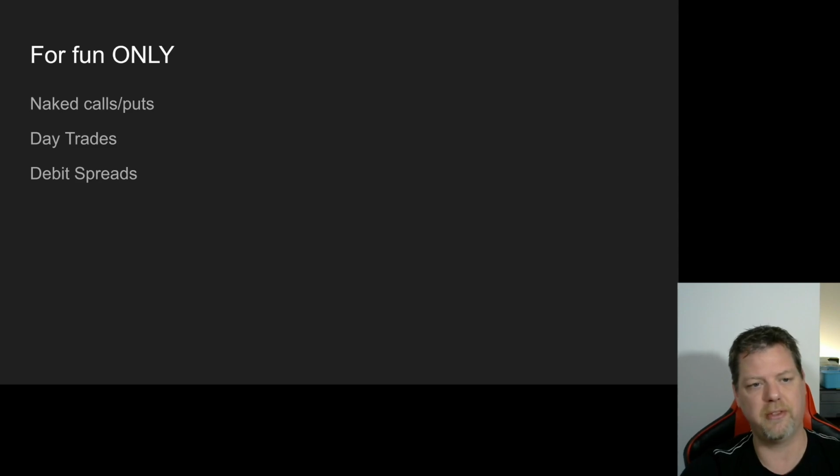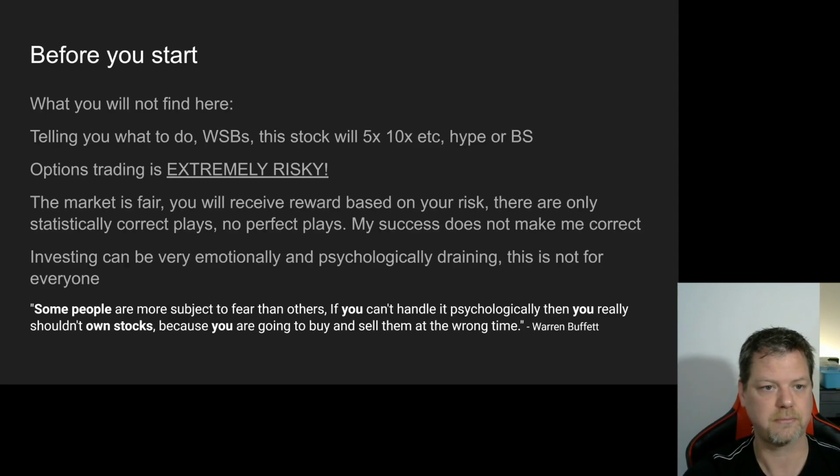So these 3 I will use maybe 1% or 2% of my account, but it's not at all anything that I recommend or core to my strategy or core to my growth at all. These are literally for fun.